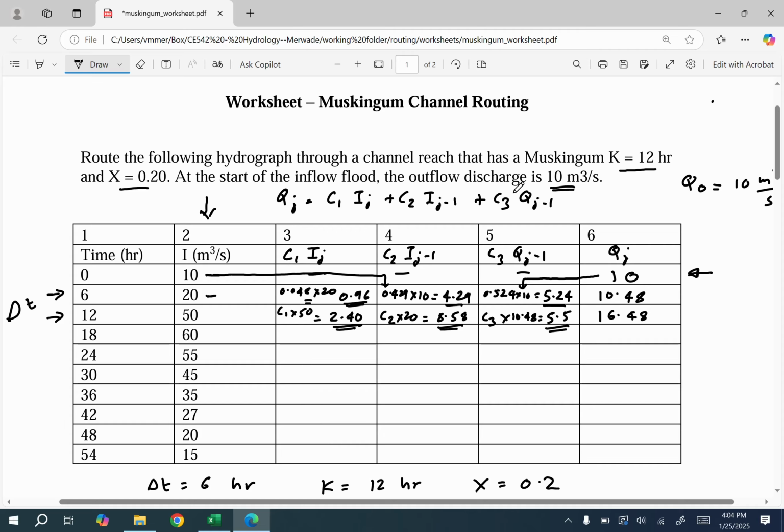Okay, so it's a straightforward process. All we have to do is get C1, C2, C3, and also check that the stability criteria is satisfied. Now we did 2 rows by manual calculations. Let's see how we can set this up in Excel.